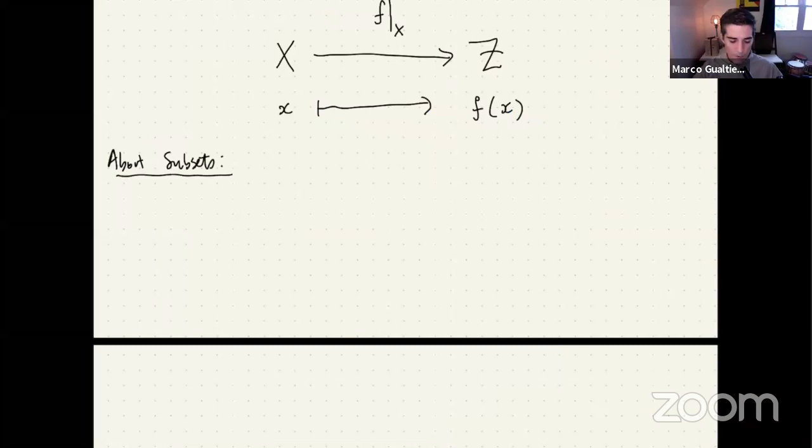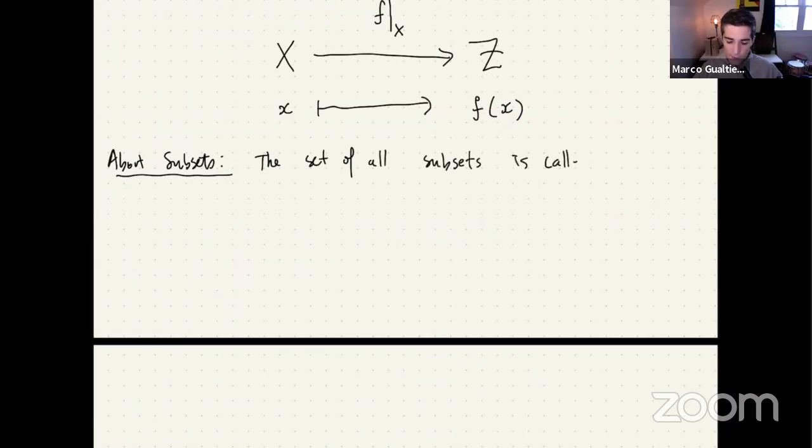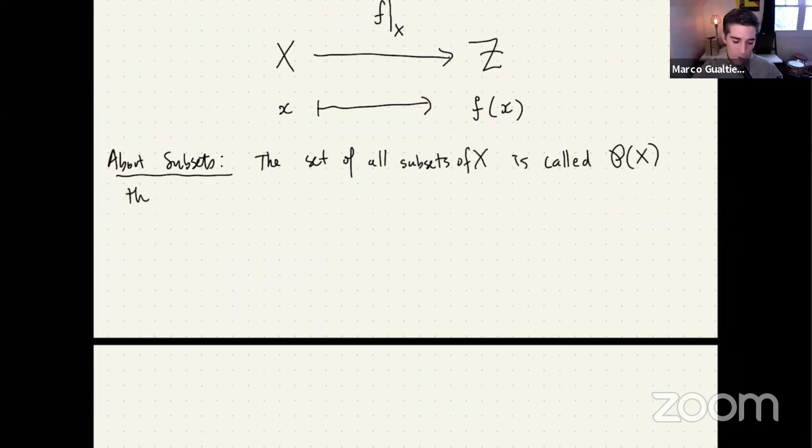Okay, so I want to say basically a couple of things. The set of all subsets of X is called P of X, the power set of X.